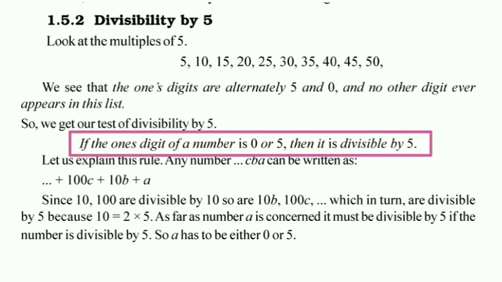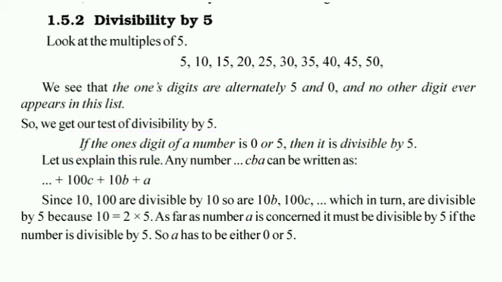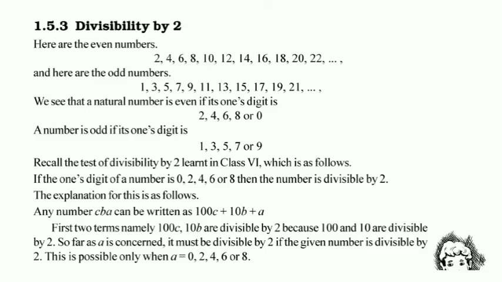Now divisibility by 5, it is very easy. If the ones digit of a number is 0 or 5, then it is divisible by 5. Very simple, if the number ends with 5 or ends with 0, then we can say that the number is divisible by 5. Now divisibility by 2, it is also very simple. If the number is an even number, then we can say directly it is divisible by 2.